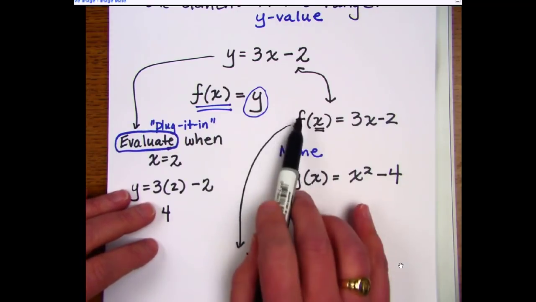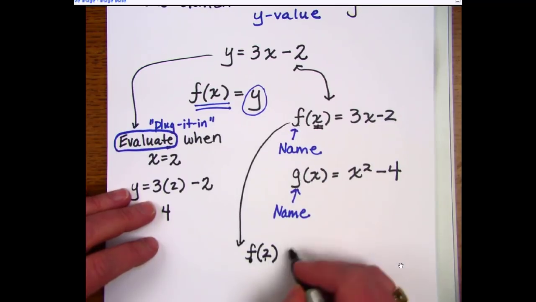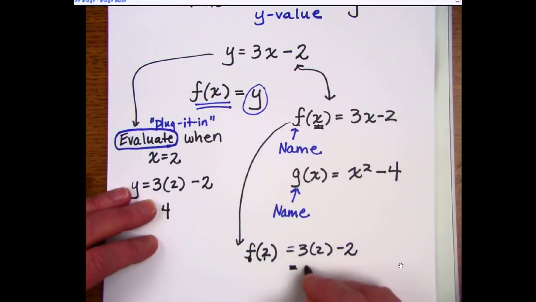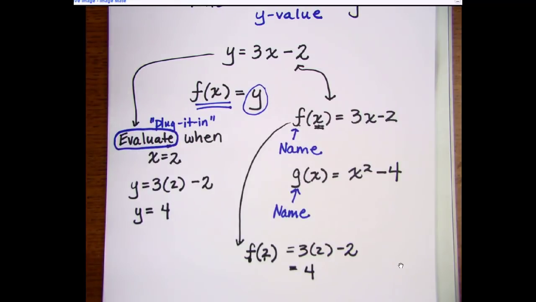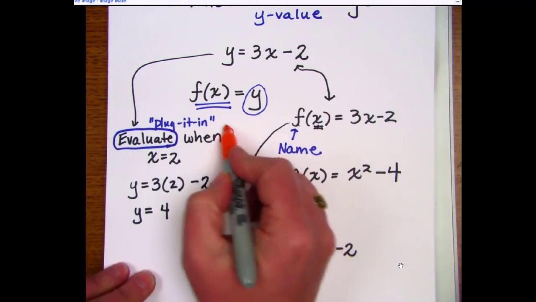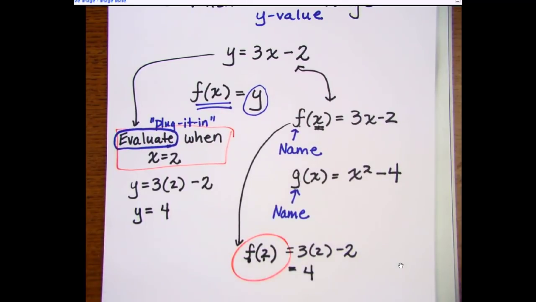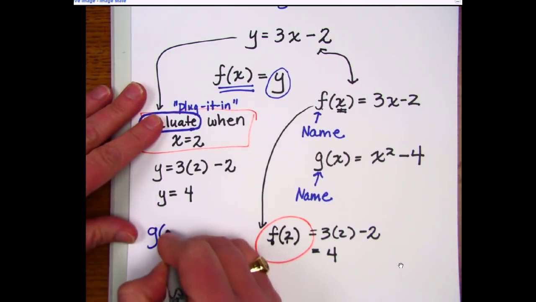So when we call f, we go to the f function. Wherever we have this variable, we're going to plug in this number. So this would mean 3 times 2 minus 2. 3 times 2 is 6, minus the 2 is 4. And so you can see that we've expressed this entire statement, evaluate when x equals 2, with just this notation, f of 2. All right. Let's try another one. We could say g of negative 2.